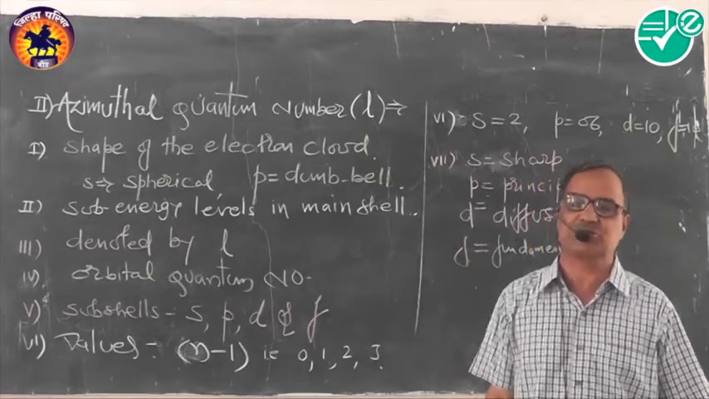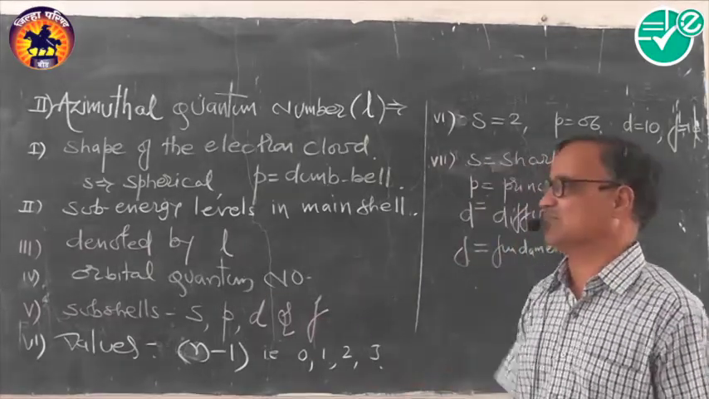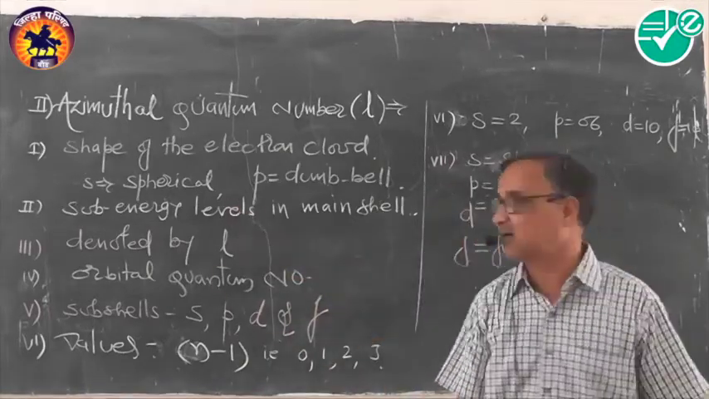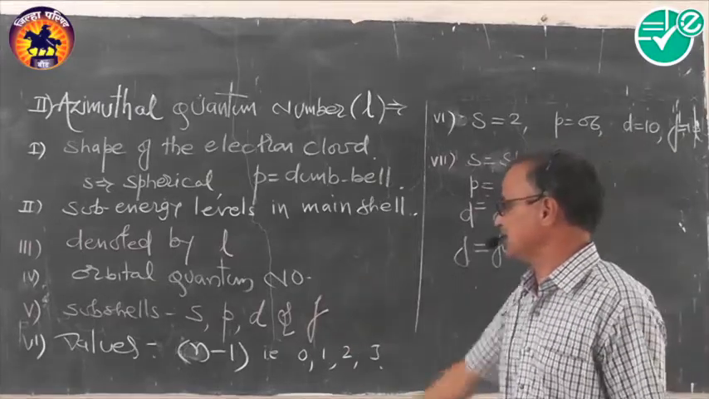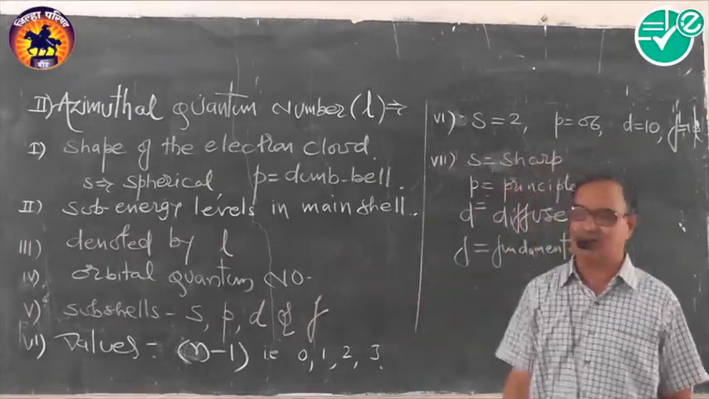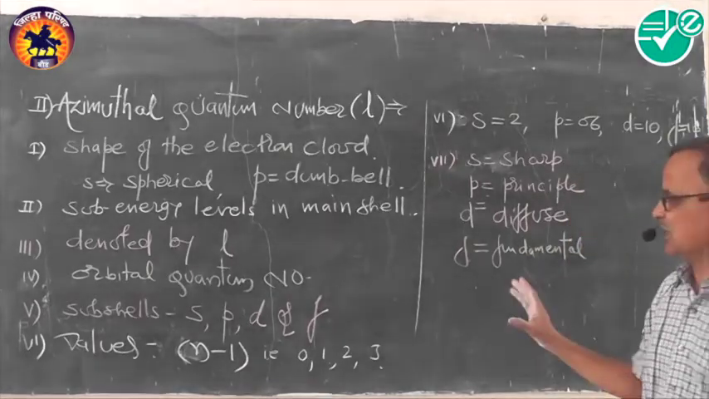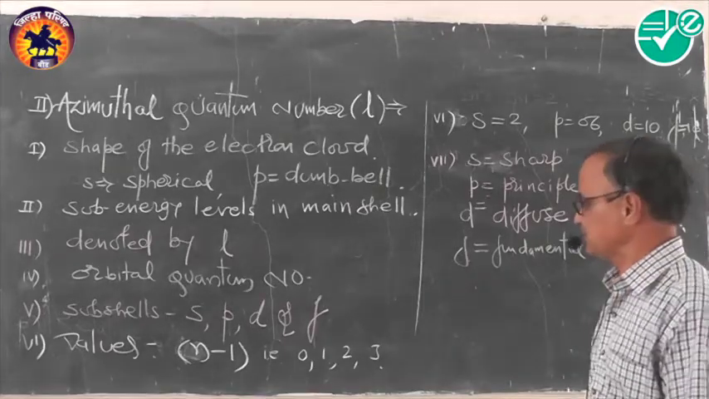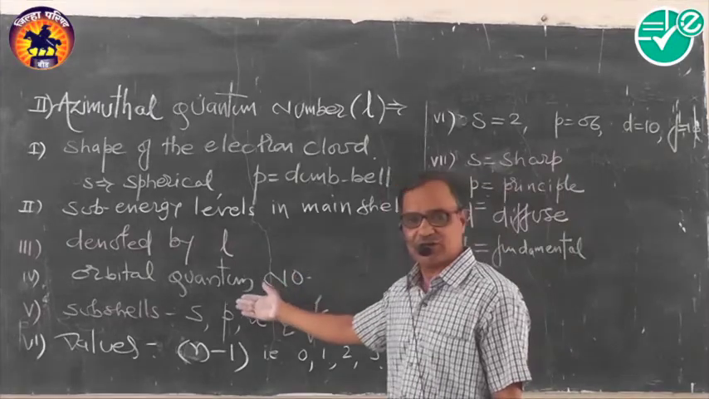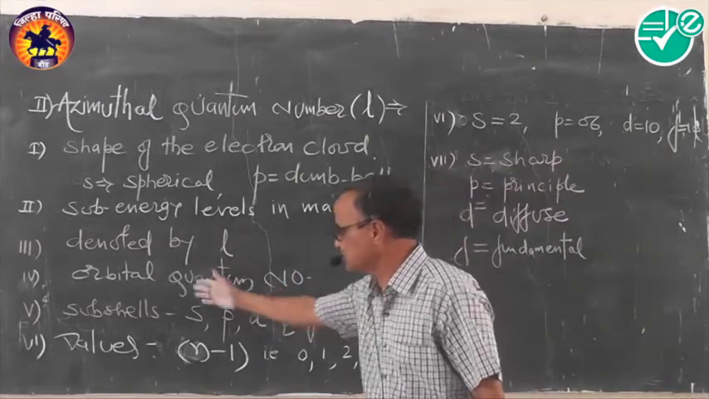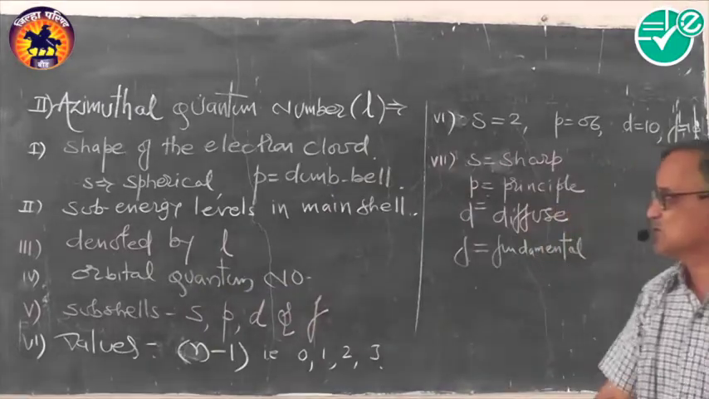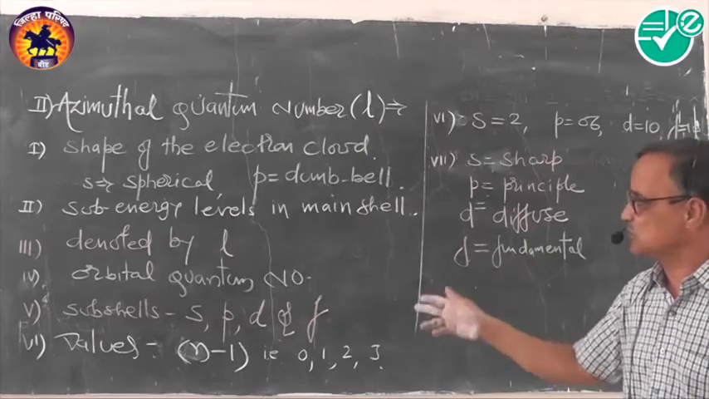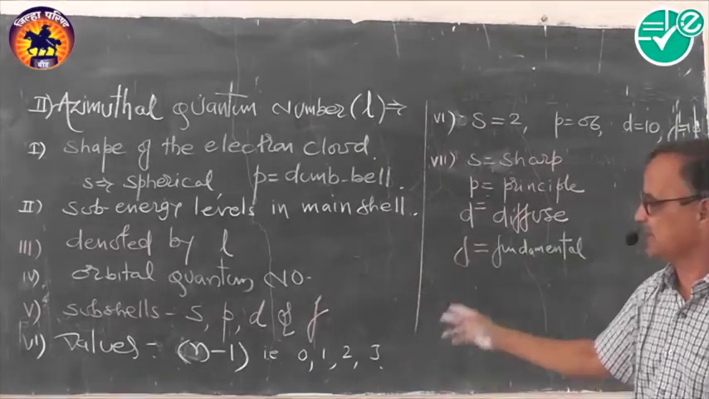It is denoted by small letter l. Principal quantum number is denoted by a small letter n. At the same time, this azimuthal quantum number is denoted by a small letter l. This quantum number gives the shape of the orbitals, that is s spherical and p dumbbell shaped. Hence, it is called the orbital quantum number. So the first point, shape of the electron cloud, and it gives the number of sub energy levels in the main energy level.